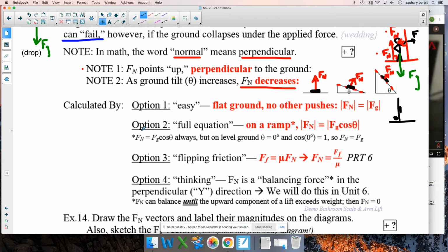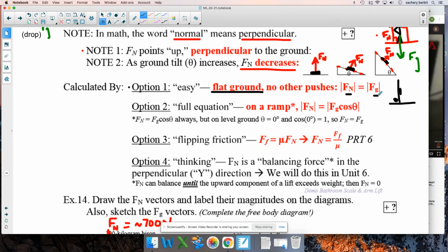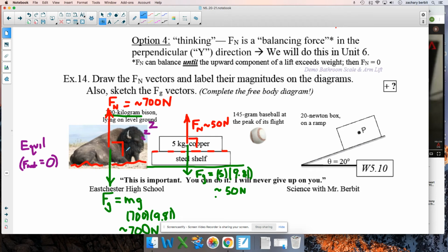Okay, so there are 4 ways you will calculate normal force, and you can do this on the homework related to this. But here they are in order of popularity. Option number 1, the easy way. If you're on flat ground and nothing else is pushing or pulling on you other than your weight, the normal force matches the gravity. We did that twice right here. That's these first 2. That's the easy way you calculate normal force. If you know the weight of the object, boom, you already know the normal. If you know its mass, turn it into weight, and then boom, you know the normal.